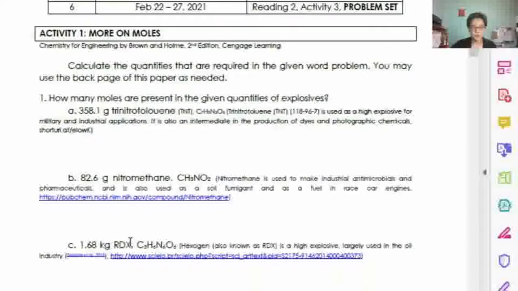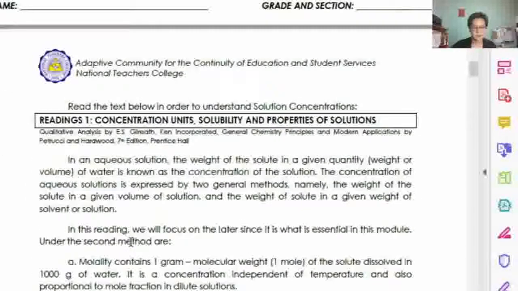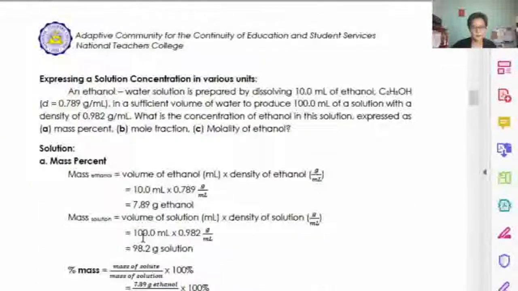Activity 1 is a review of how to get the moles in a given problem. And then Readings 1 is about concentration units, which will talk about molality, and then solubility and properties of solutions. And then I gave an example for expressing a solution in various units. So this example will focus on molality.